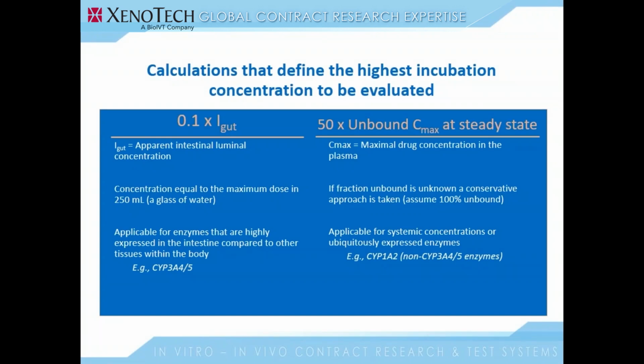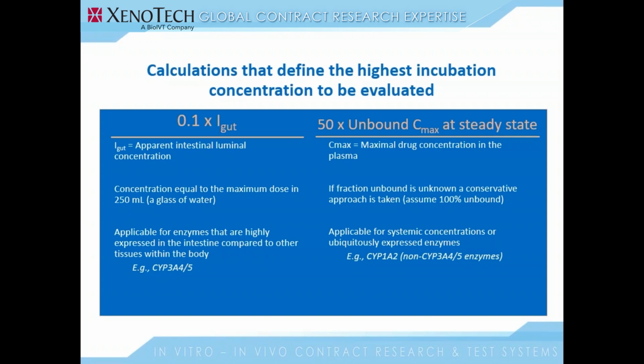So the concentrations that define the highest incubation concentration to be evaluated, as I mentioned, will depend on how the drug is dosed. So if the drug is dosed orally, this will be applicable for enzymes that are highly expressed in the intestine compared to other tissues in the body, such as CYP3A4/5. So you would use 0.1 times the IGUT, where IGUT is the apparent intestinal luminal concentration, and this is the concentration equal to the maximum dose in 250 mL or a glass of water.